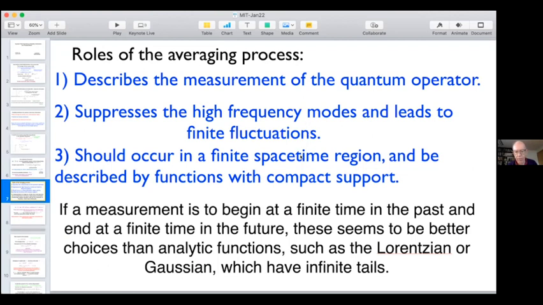The other very important point is that measurement should really be done in a finite spacetime region, namely that, say, in time, they need to start at a particular time and ideally should end at a finite time in the future. They have to start at a finite time in the past, because if we were to use a function with a tail, like a Lorentzian or a Gaussian, that would basically describe a measurement that had to begin in the infinite past, which is not really physical. So you would need a function that is what mathematicians call a function with compact support, meaning that it is strictly zero outside of a finite interval.